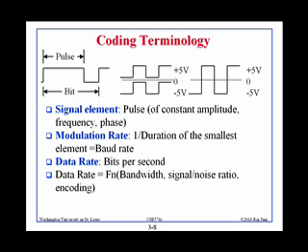Okay? Alright, so now you know the difference between bits, bauds, and hertz. Given any signal, you should be able to calculate what the bit rate is, what the baud rate is, and what the hertz is.